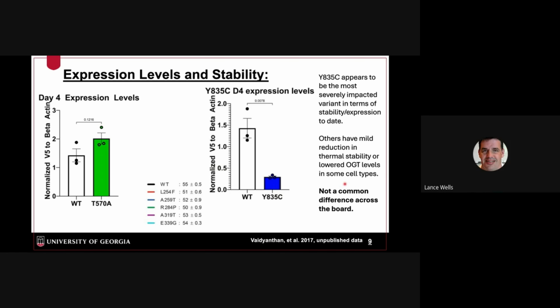So there are two different things. You could have a normal amount of protein, but T578 is a good example. With T578, the amount of protein is fine, but O-GlcNAc levels are down because it's not as active of a protein. It makes the protein, but the protein doesn't function completely normally. Whereas Y835C is just not very stable. It doesn't express well, but what expresses is active.